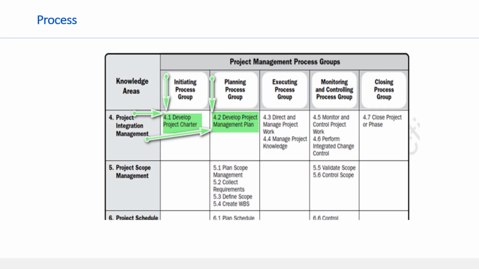Take an example, 4.1 develop project charter. This process is part of integration management knowledge area and belongs to initiating process group. So what is develop project charter?